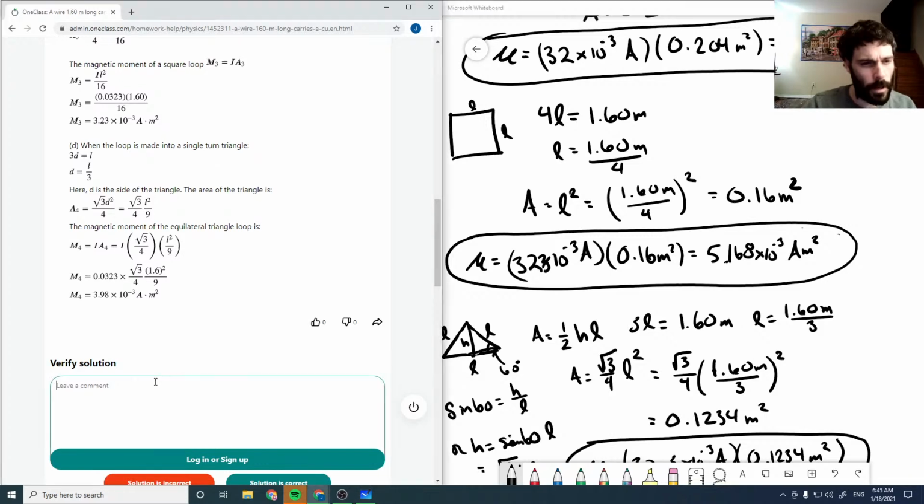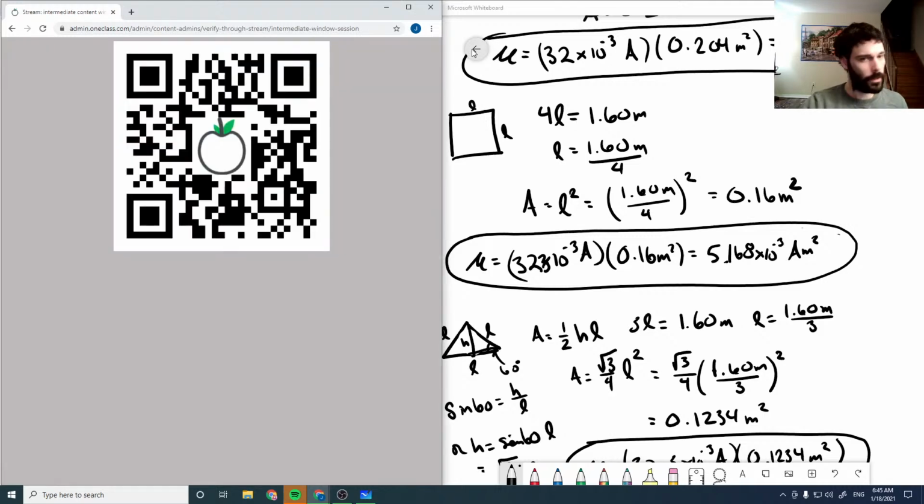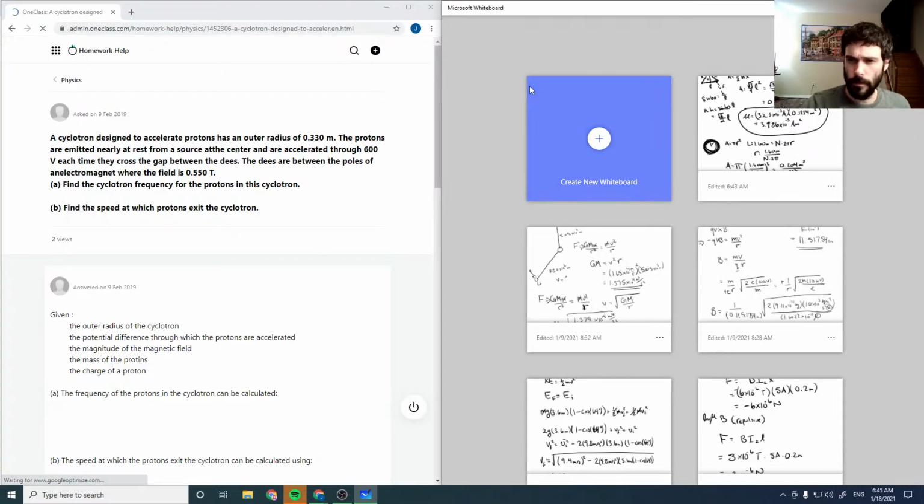Okay, so I'm just going to say for A, they missed 1 times 10 to the minus 3. For B, missed L squared. It's basically just small mistakes, but I'm still going to mark it as incorrect so it can be corrected.